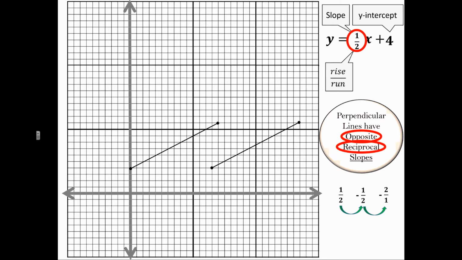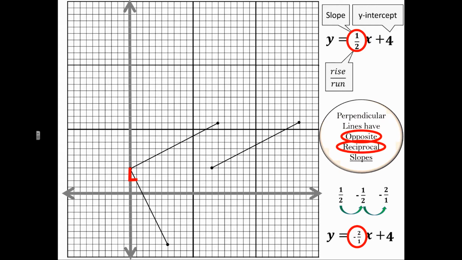Now to draw our perpendicular line, we use the same equation, just sub in a different slope. So if I want a line perpendicular to my left side line, we are going to have the y-intercept of positive 4, but we are going to have a slope of -2/1. This means going down 2/1. That is how we draw a perpendicular line.